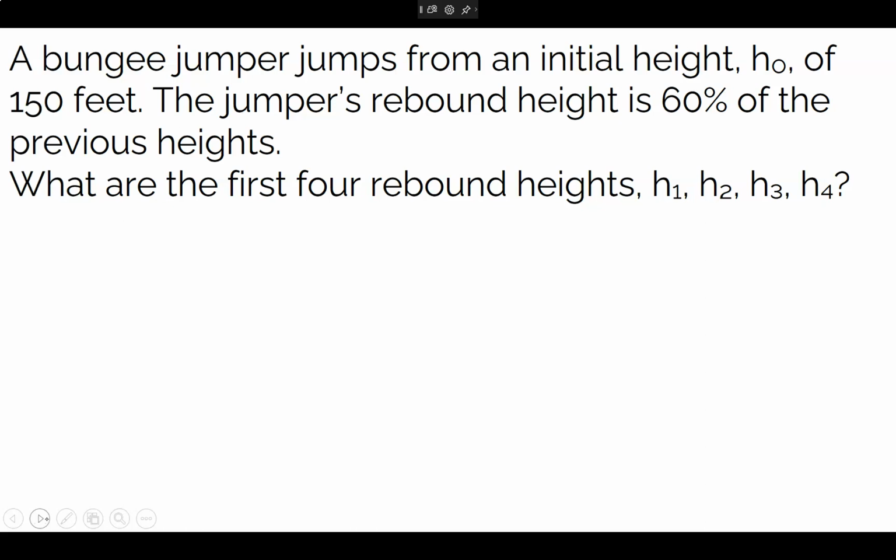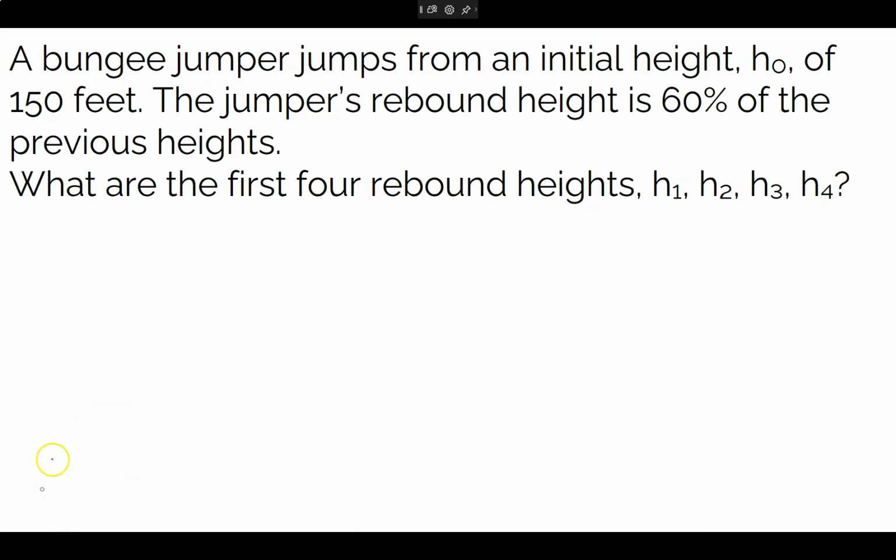Here we go. Going into today, we know what a geometric sequence is. Now we're going to explore it a little bit. A bungee jumper jumps from an initial height h0 of 150 feet. The jumper's rebound height is 60% of the previous height. What are the first 4 rebound heights?